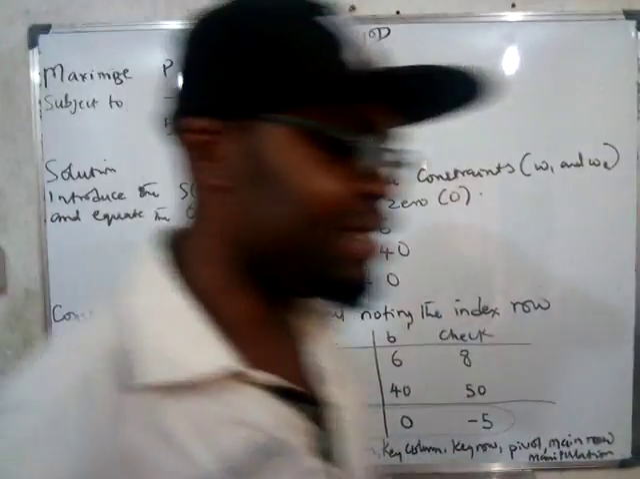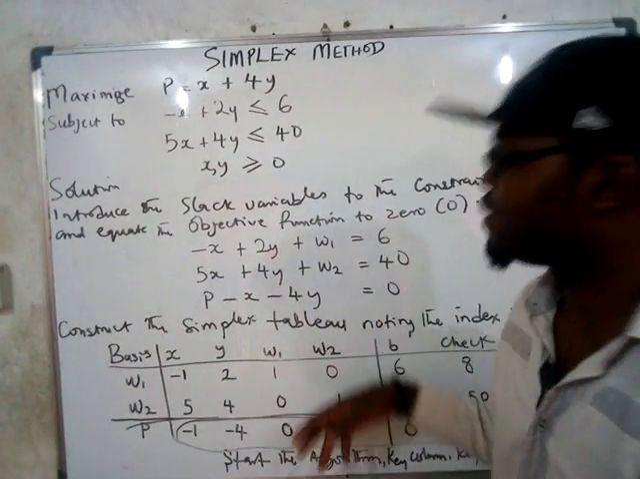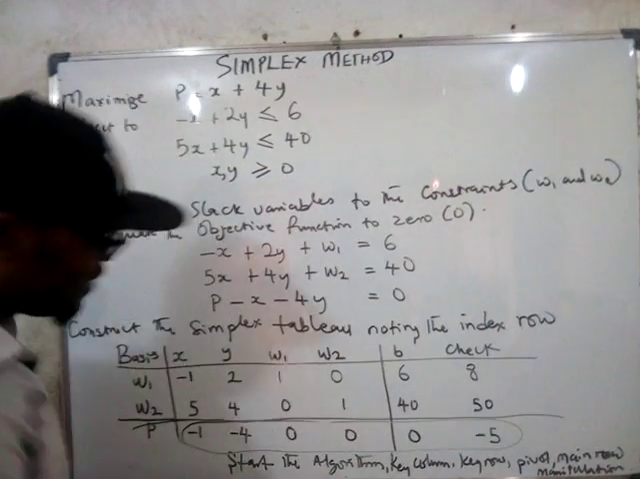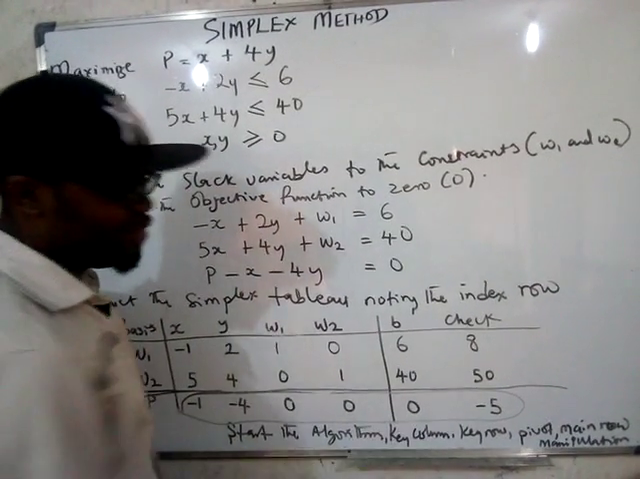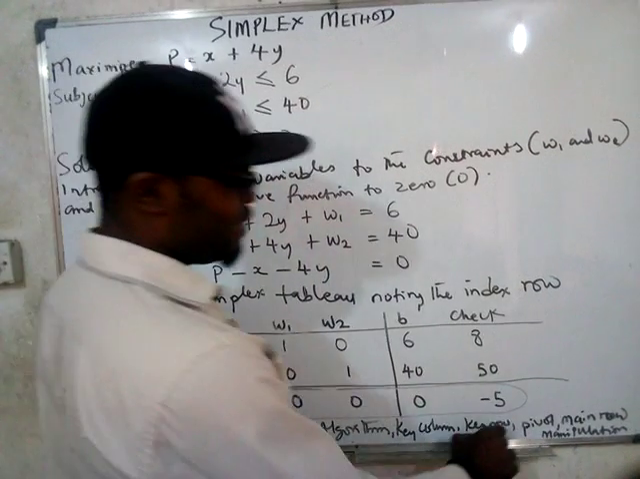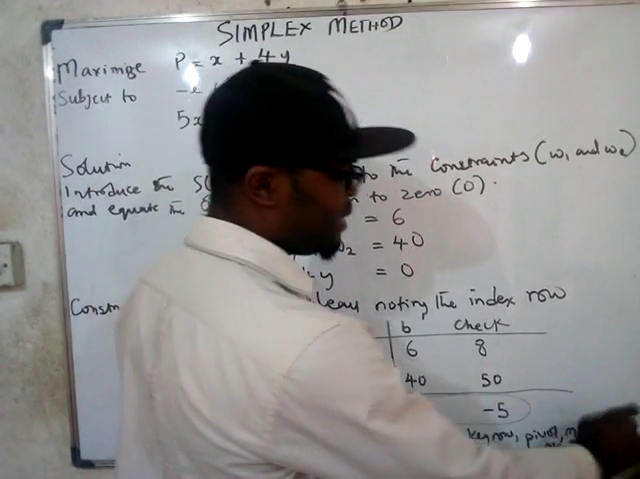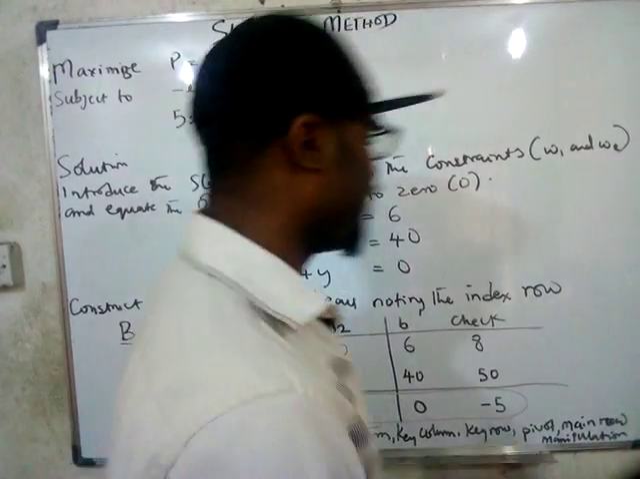So once you've noted the index row, the next thing is for you to use the algorithm for solving the simplex method to solve down and find your answer. So in the algorithm, that's why I say start the algorithm. First thing you do is identify the key column. In the next class, I'm going to be teaching you how to identify the key column, how to identify the key row, how to identify the pivot, how to use the pivot to make the main row, and how to use the main row to do the various manipulations that will give you the answer.